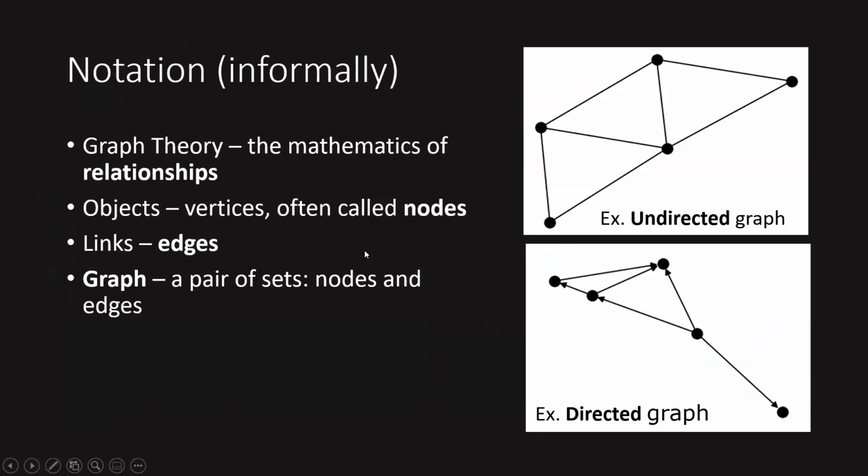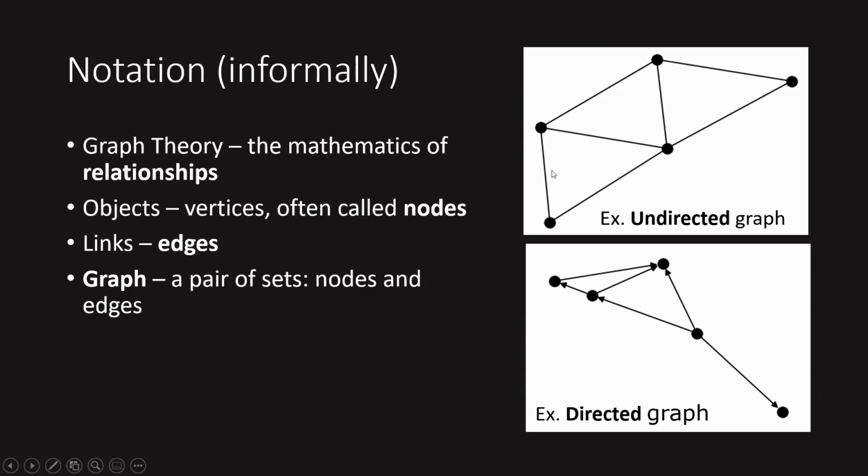Now, to motivate a little bit of graph theory, it is really the mathematics of relationships. So you can think of calculus as mathematics of change, probability as mathematics of chance. Graph theory is really studying the way that objects may relate to each other. Now, in graph theory, we have several fundamental objects. So we have vertices, otherwise known as nodes. So you can see on the right, the black circles represent vertices or nodes.